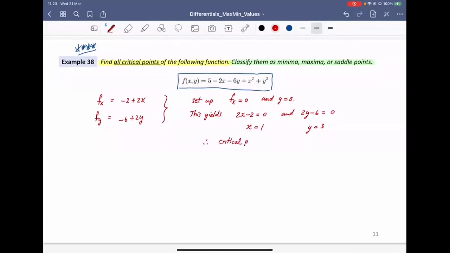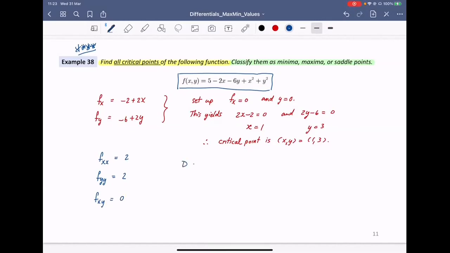A critical point is (x, y) equal to (1, 3). This is my candidate for max and min. Now we compute the second partial derivatives. The partial derivative with respect to x twice gives 2. It's pretty similar to the previous one. And then the mixed one is 0. This is similar to number 36, I think.